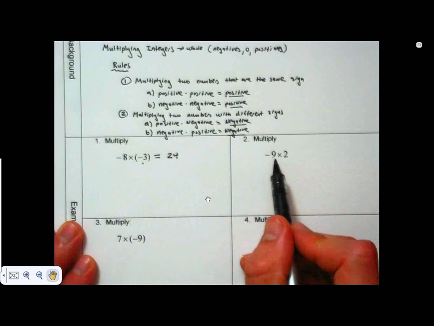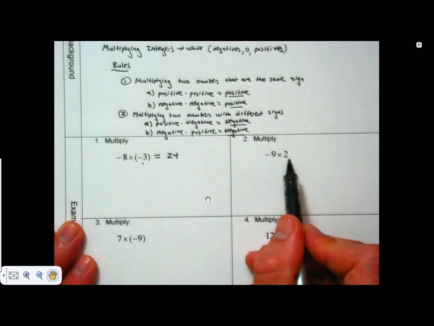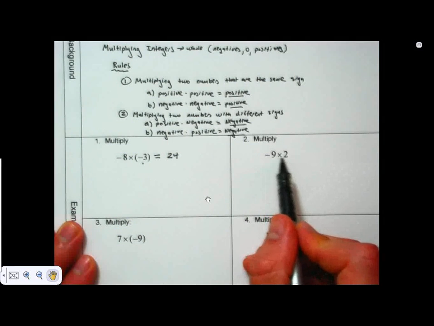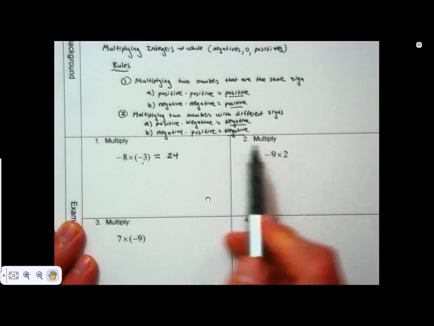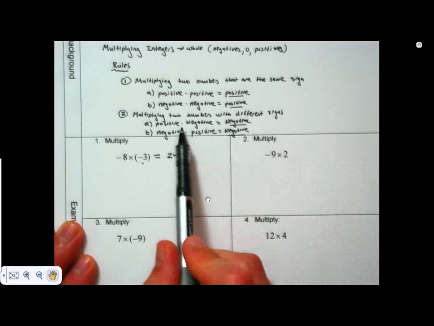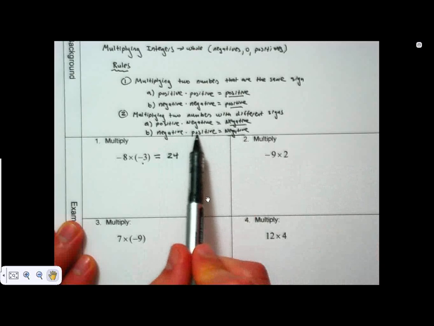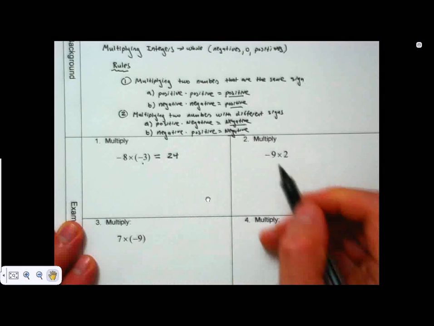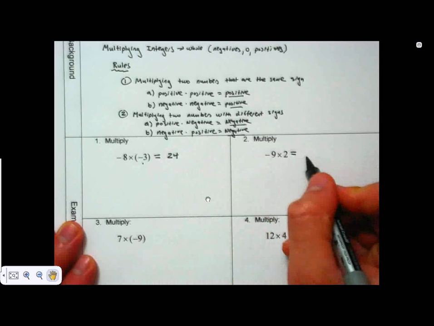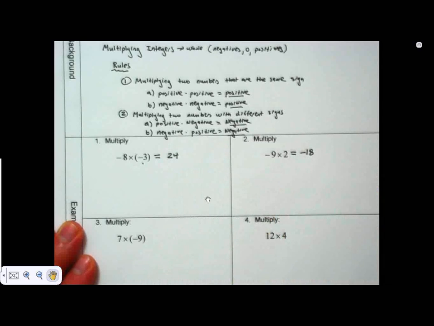The second example is negative 9 times 2. Well, the two signs are different. This first guy is negative, the second guy is positive. So if the signs are different, that falls under this last one. Negative times positive is negative. Anytime the signs are the same, your answer is positive. Anytime the signs are different, your answer is going to be negative.